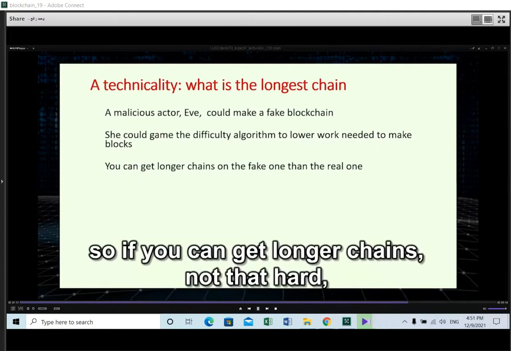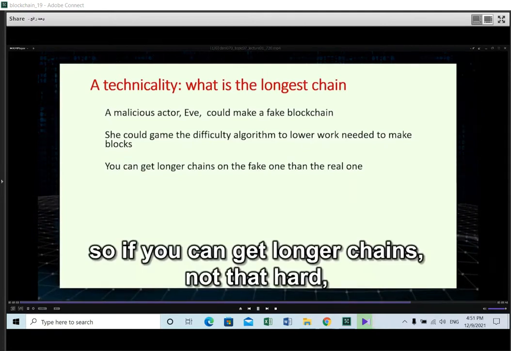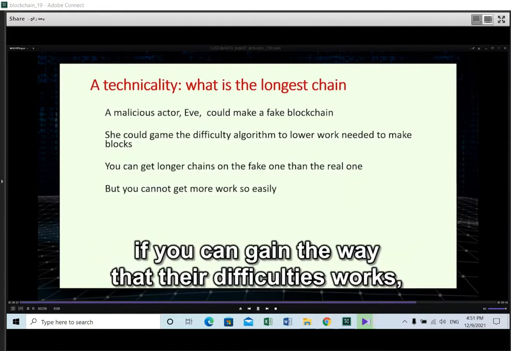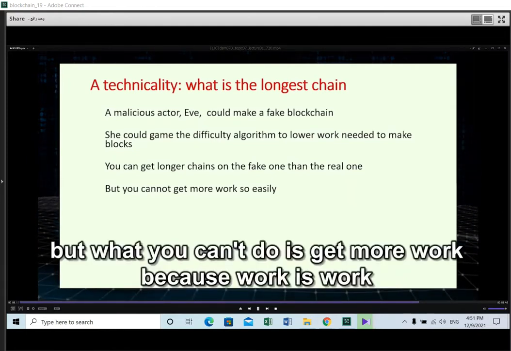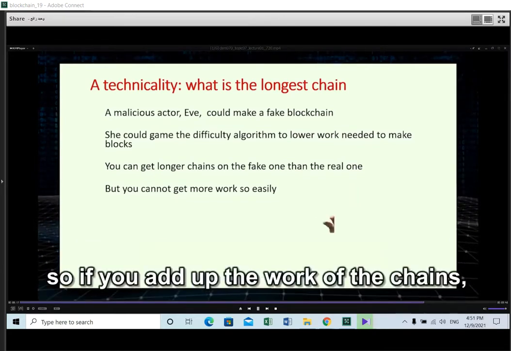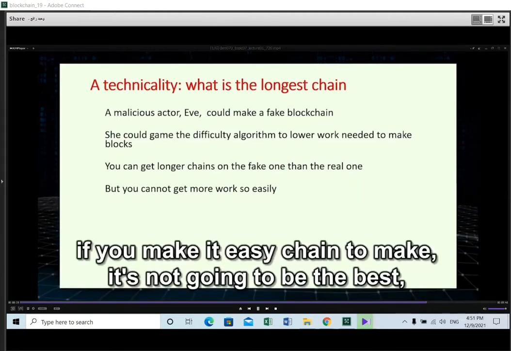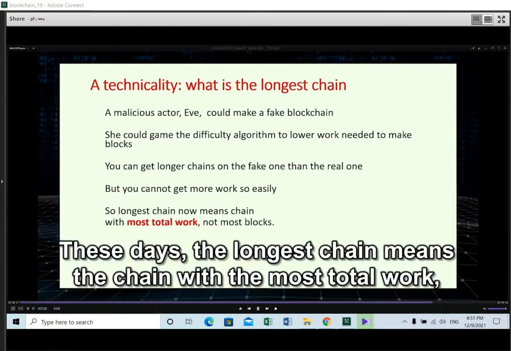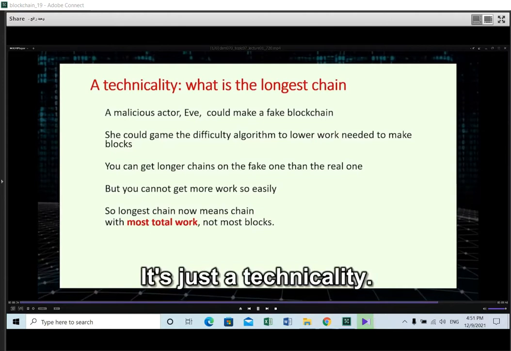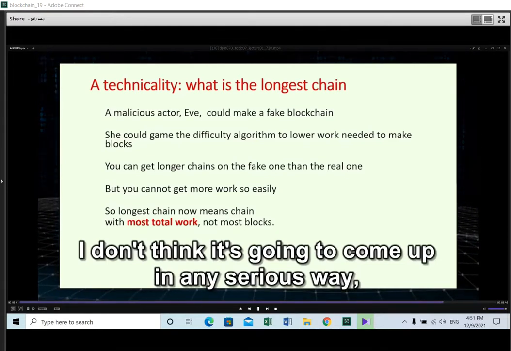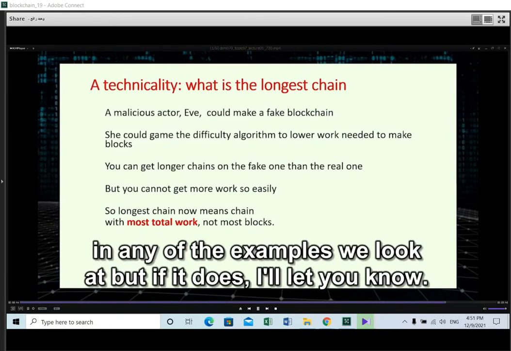So you can get longer chains without it being that hard, if you can game the way that the difficulty works. But what you can't do is get more work, because the work is the work. So if you add up the work of the chains, if you make it an easy chain to make, it's not going to be the longest chain in terms of the chain with the most work. So these days, the longest chain means the chain with the most total work, not the most blocks. It's just a technicality. I'm not going to dwell on this. I don't think it's going to come up in any serious way in any of the examples we look at. But if it does, I'll let you know.